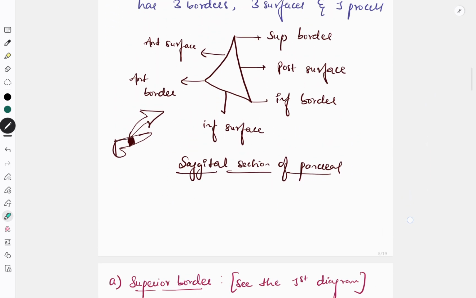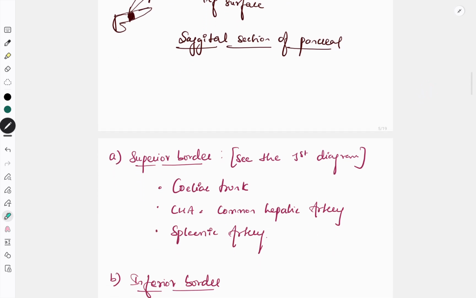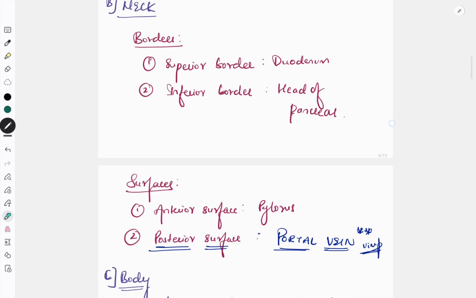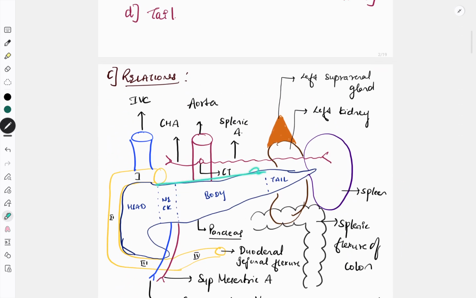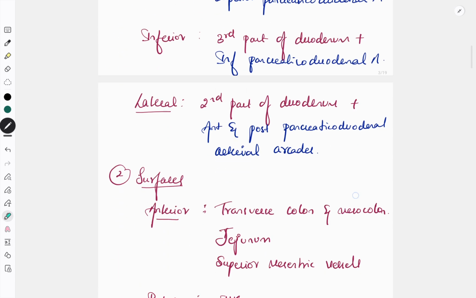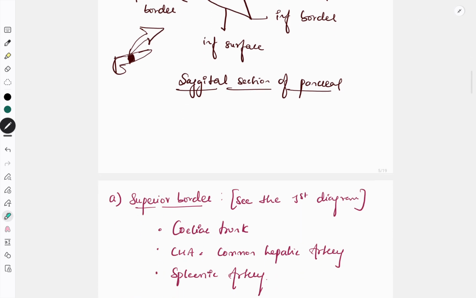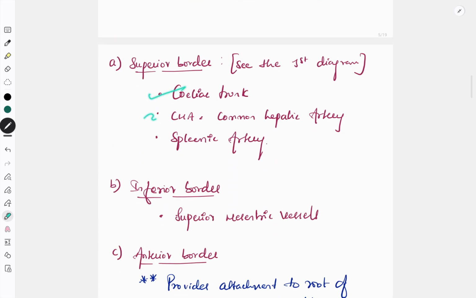So now if we have to look at the relations, superior border. So look at the first diagram. We can visualize the superior border. It is related to the celiac trunk, it is related to the splenic artery, it is related to the common hepatic artery. I think I have written that only. Celiac trunk, the common hepatic artery as well as the splenic artery.